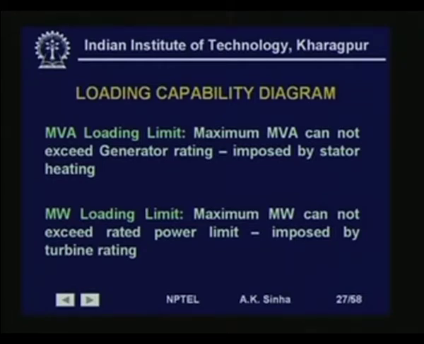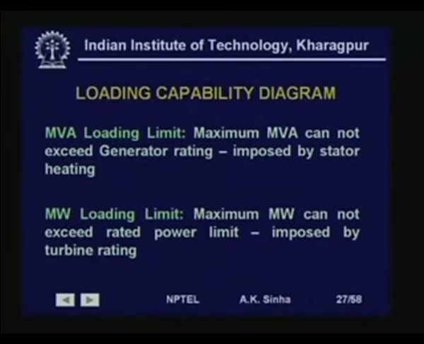Then the other limit is the megawatt loading limit, that is the real power loading limit, how much real power we can get out of the machine. The maximum megawatt cannot exceed the rated power limit. Why can it not do that? Because it is being driven by a turbine, and the turbine has a rated capacity. You can't get more output from that. Therefore, that gives us the limit of the real power that we can take out from the machine.